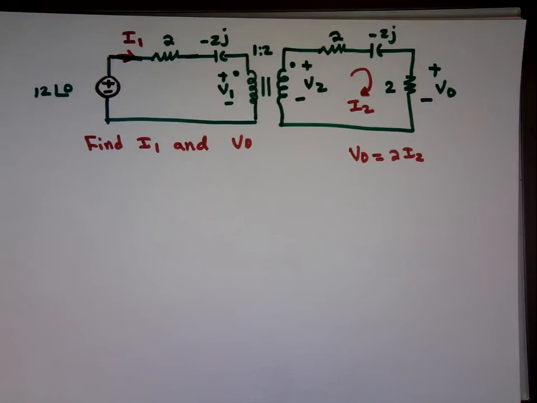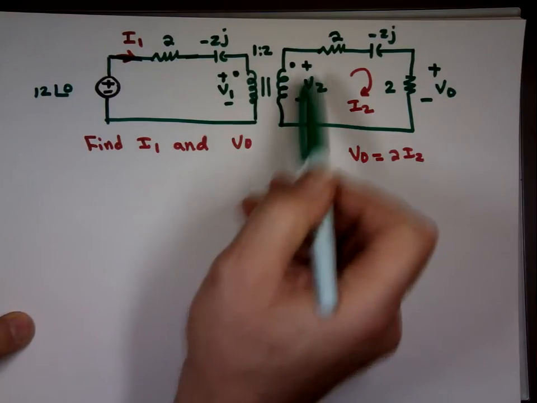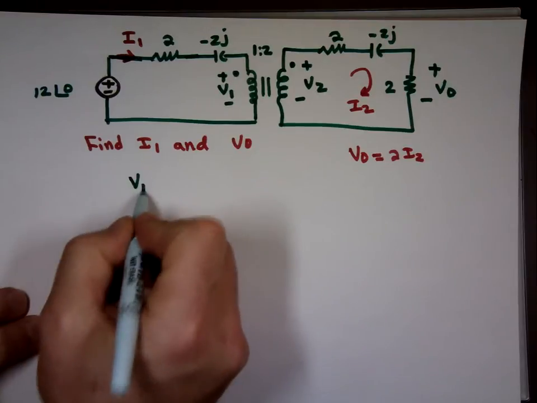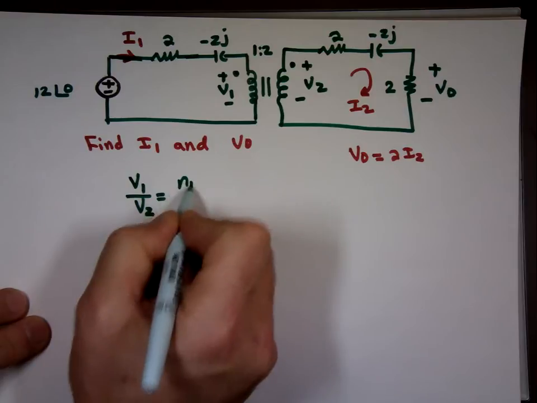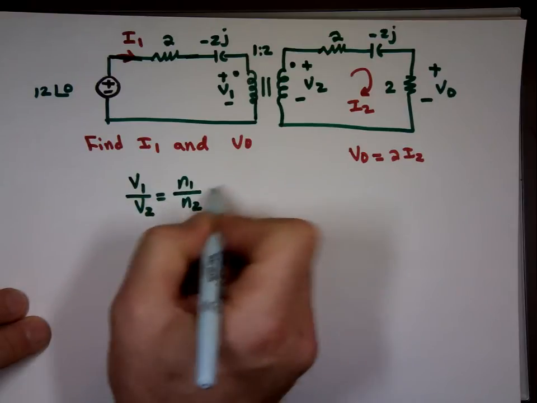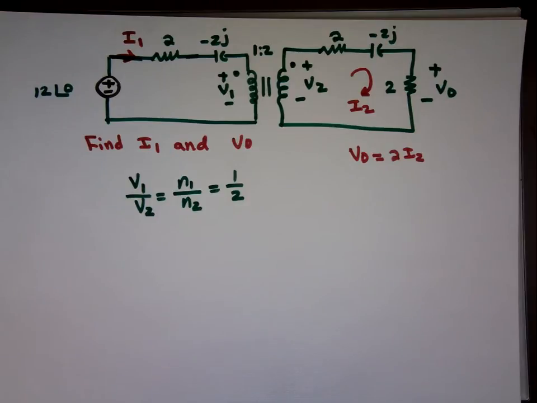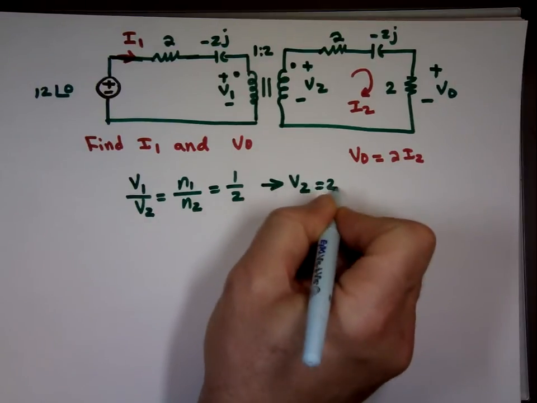Let me find the relationship between V1 and V2. Notice V1, the dot is positive in the same direction. Polarity is the same. So V1 to V2 is equal to the ratio of what? N1 to N2, which in this case is 1 to 2. It's positive because the polarity is in the same direction. So that tells me V2 equals 2V1.